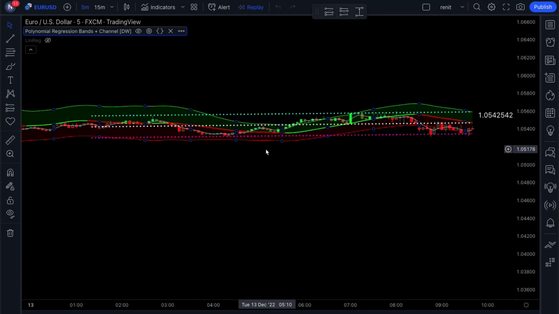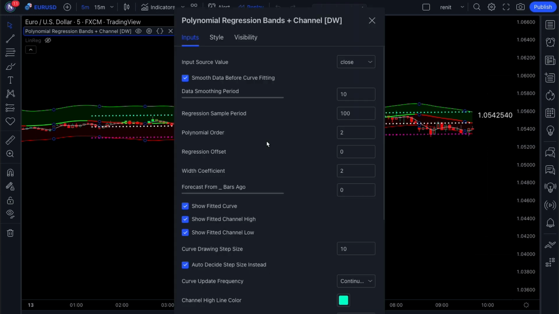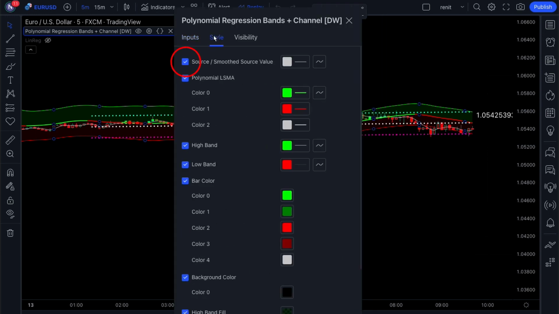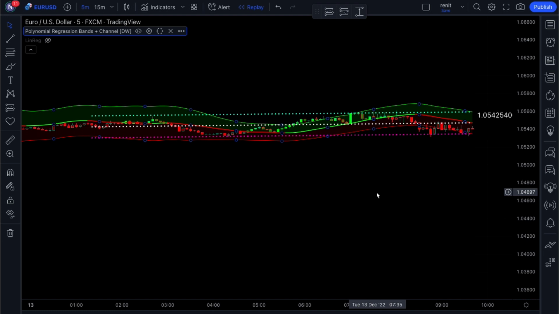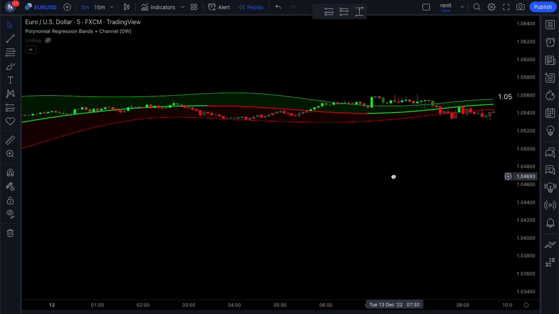First, we need to change some settings by double-clicking on the polynomial regression indicator. Then in the style section, uncheck the first option, as it is very unhelpful for what we're trying to do. Then in the input section, change the data smoothing period from 10 to 100 and then uncheck the following options. Okay, now as you can see, the indicator is way smoother.